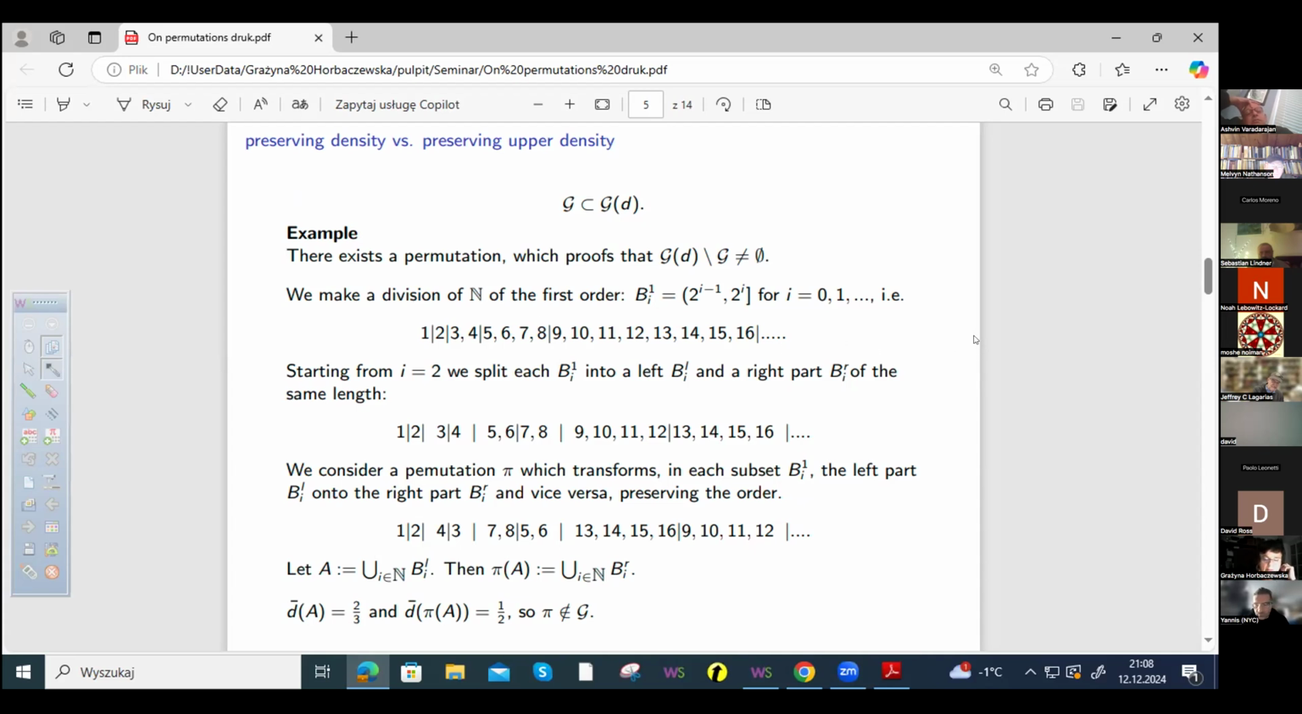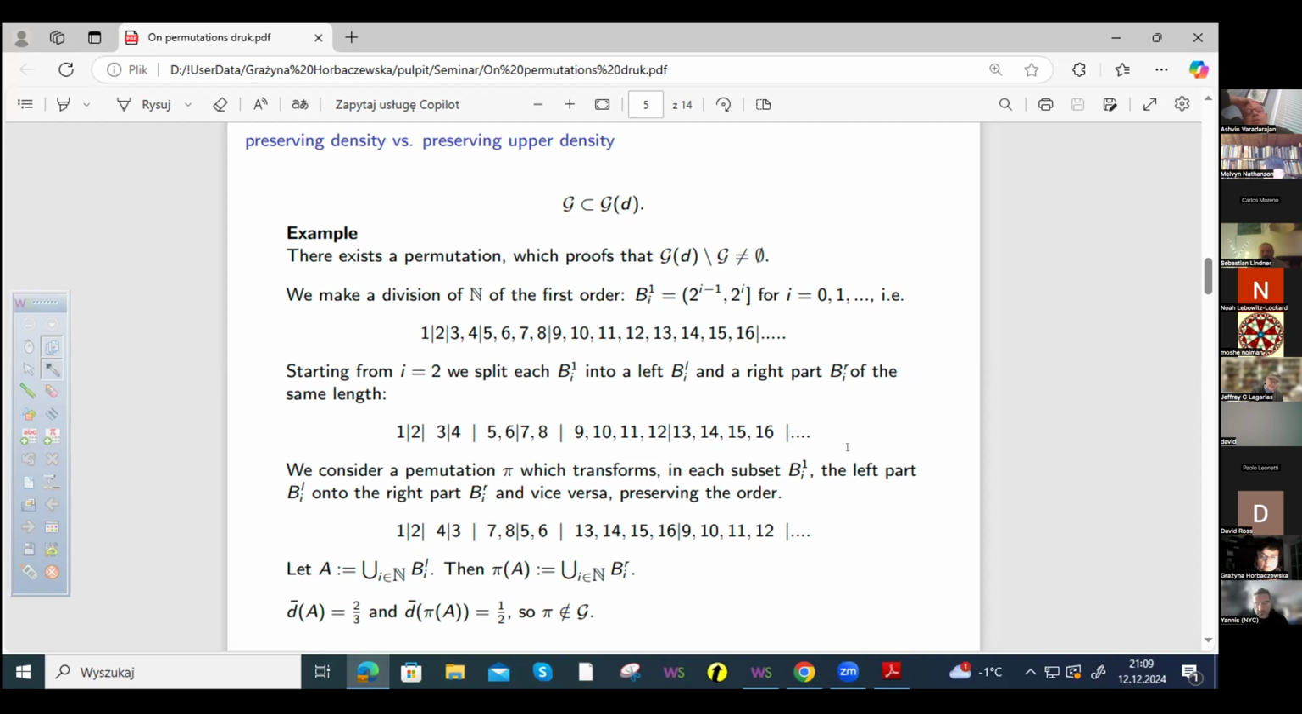And then we would like to split each set from this group, starting from the set number 2, into the left and right part. And we divide them like having the same length. So when we have, for example, here the set B consisting of numbers from 9 to 16, we divide it into two groups consisting of two equal parts when we think about the length.